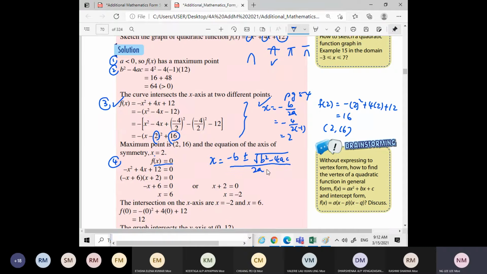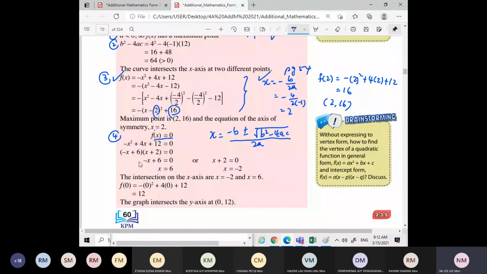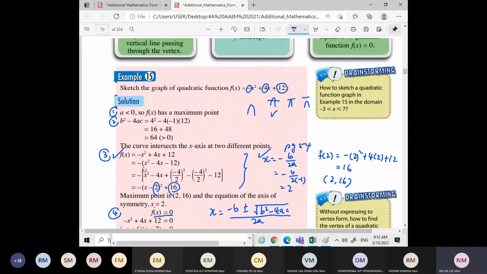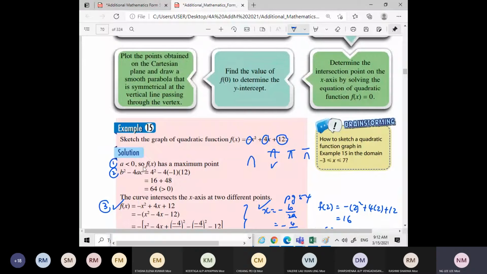So in this example, it can be factorized. So your answer is in an integer. So this is the answer. So you have these two answers. This is step number 4. Now we go to step number 5.